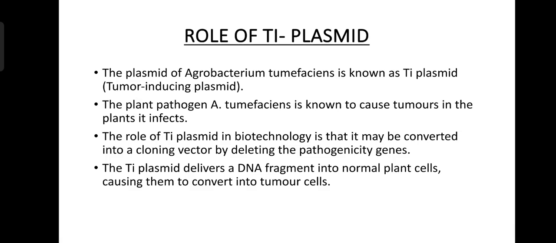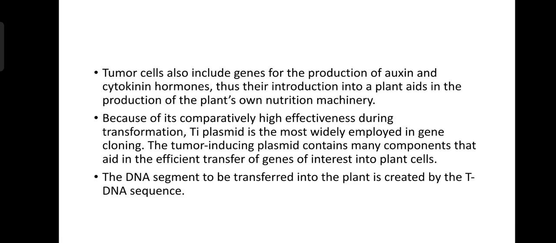The role of Ti plasmid in biotechnology is that it may be converted into a cloning vector by deleting the pathogenicity gene. The Ti plasmid delivers a DNA fragment into normal plant cells, causing them to convert into tumor cells. Tumor cells also include genes for the production of auxin and cytokinin hormones. Thus, their introduction into the plant aids in the production of the plant's own nutrition machinery. Because of its comparatively high effectiveness during transformation, the Ti plasmid is the most widely employed in gene cloning.